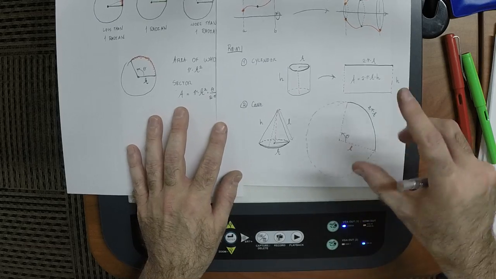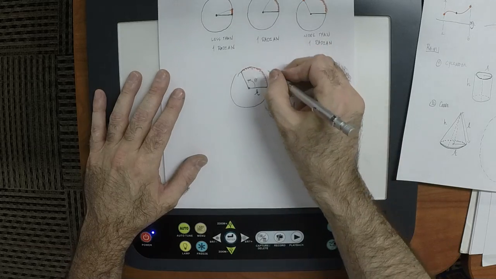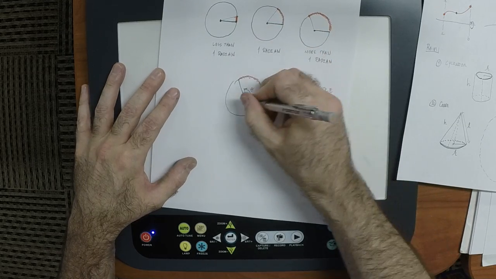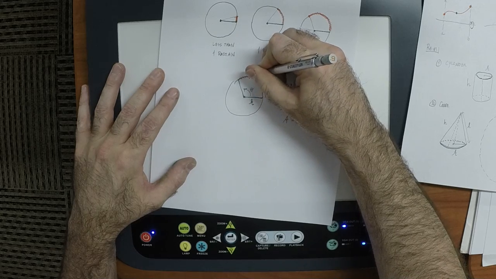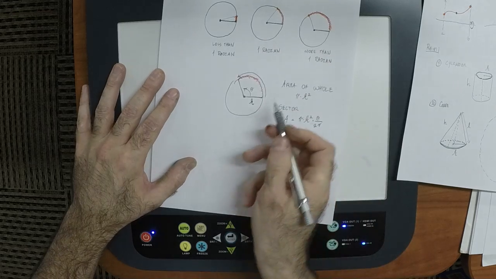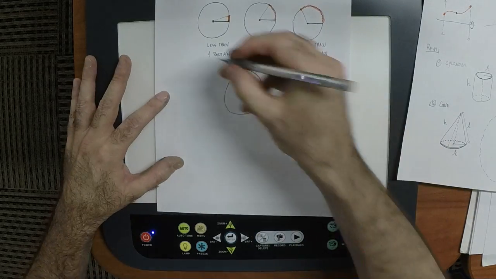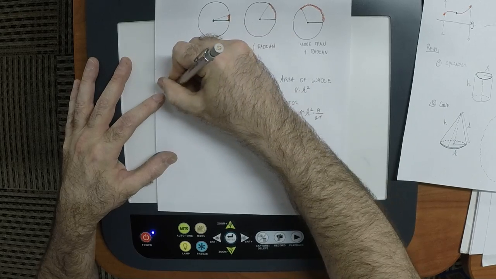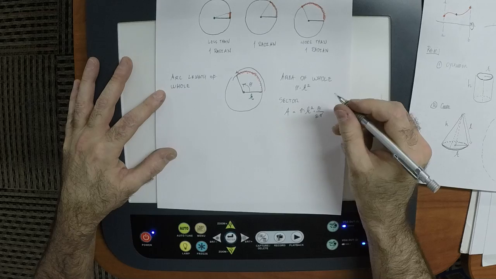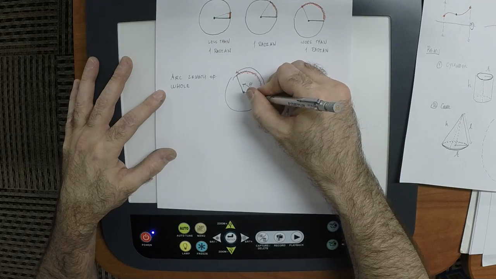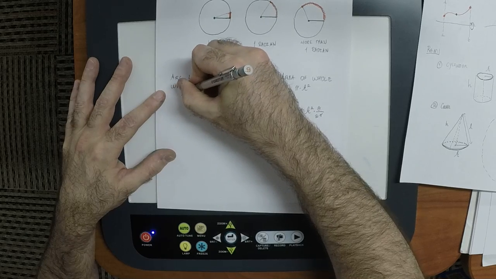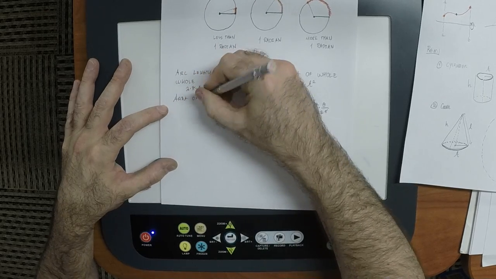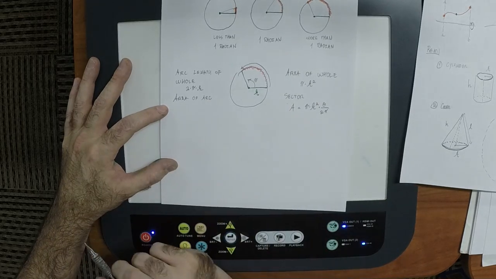Okay. So, furthermore, concerning this, if this is r and that's theta, then what is this measure right here? How long? What is the arc length there? Well, the arc length of the whole would be 2 pi r. So the length of just that arc would be how much?